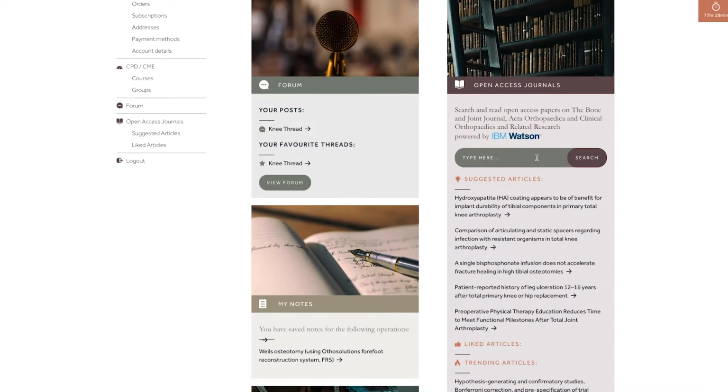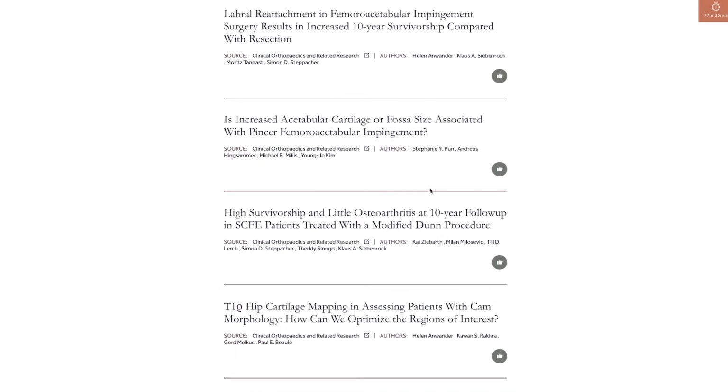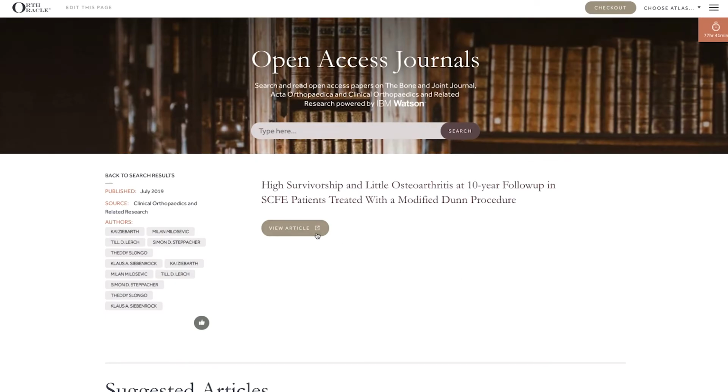You'll find the key papers identified with our surgical techniques now significantly enhanced by IBM's Watson Discovery delivered full text published papers.